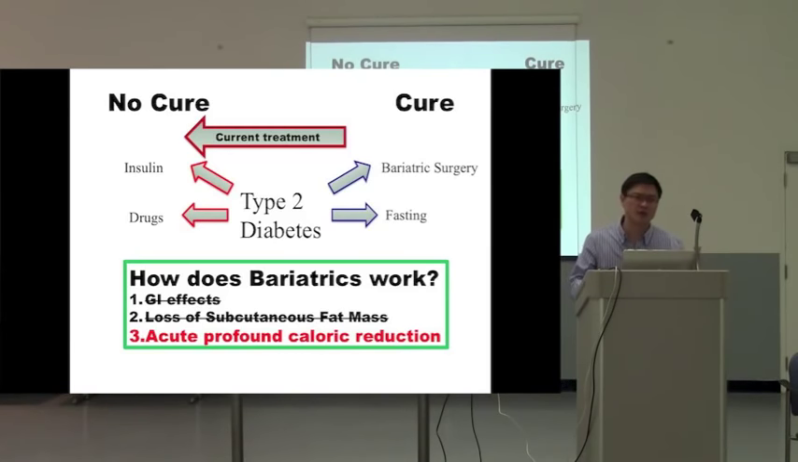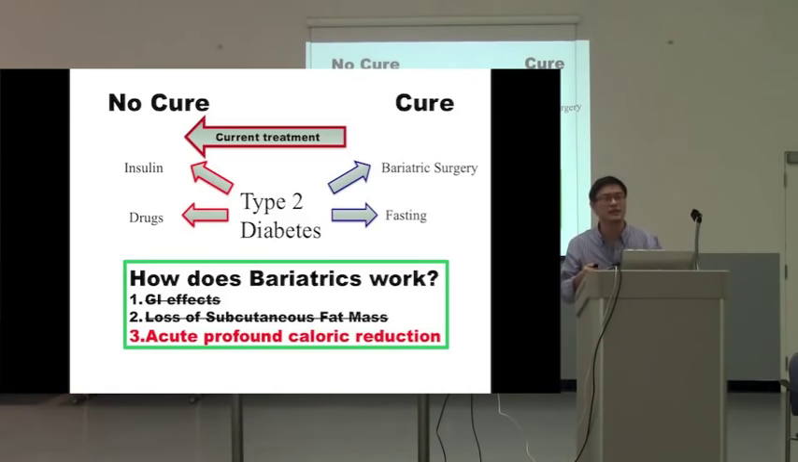There are several hypotheses. One of them is that it's the GI effect. That is, it's something to do with cutting out that stomach and rewiring that intestine that makes it work. But that doesn't make sense because there are several different types of surgery, including the band, where you don't even cut the stomach, and they all work equally well.